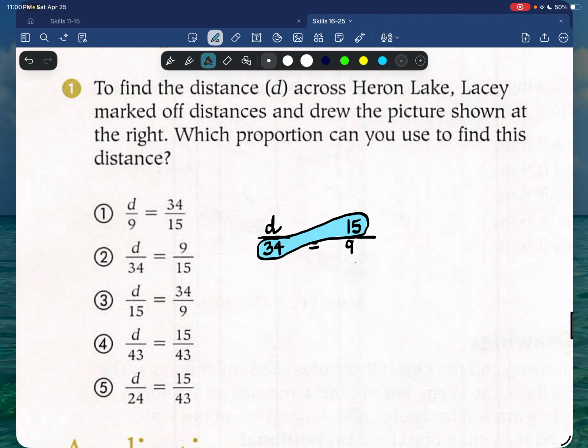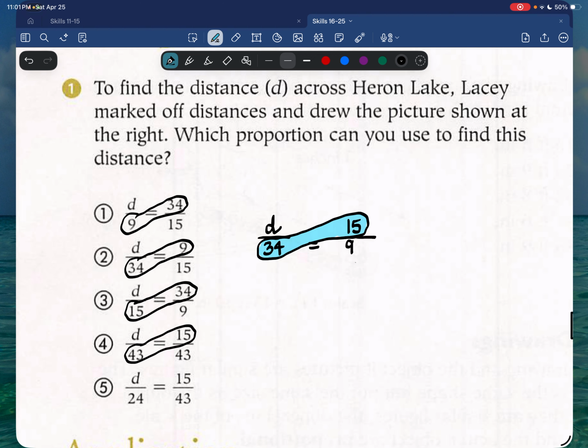And here we go. Sorry, let me get a pen. We have 9 and 34 in the peanut. We have 15 and 34 in the peanut. We have 43 and 15 in the peanut. And we have 24 and 15 in the peanut. Which of those peanuts matches mine? There it is. That's your answer.